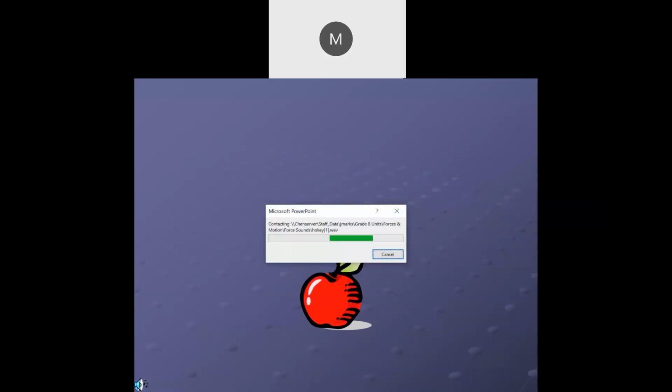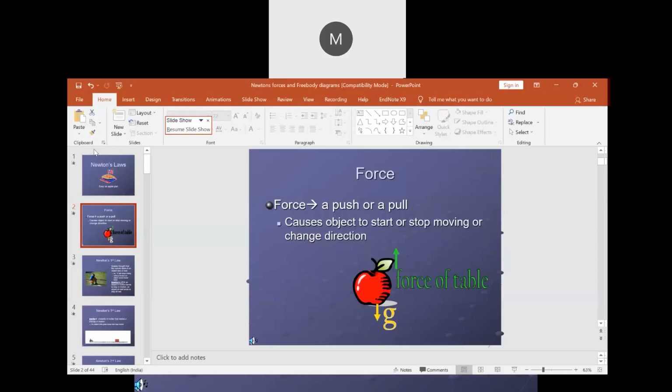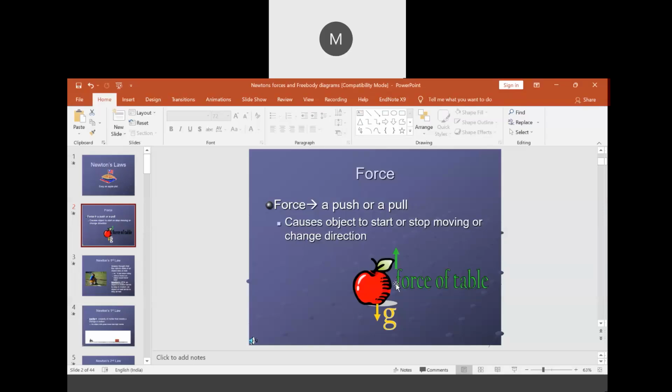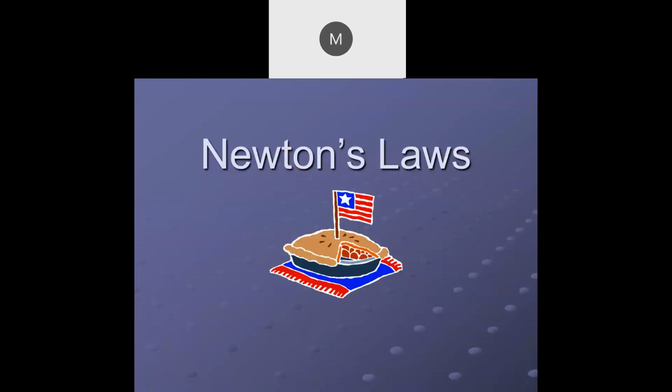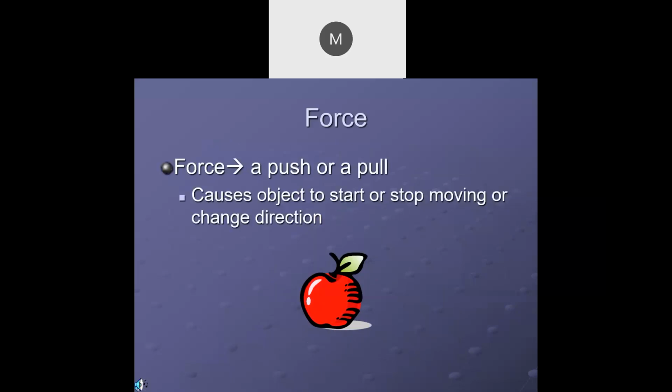So, what is a force? Force is basically a push or pull. It causes the object to start or stop moving. We all know this, right?